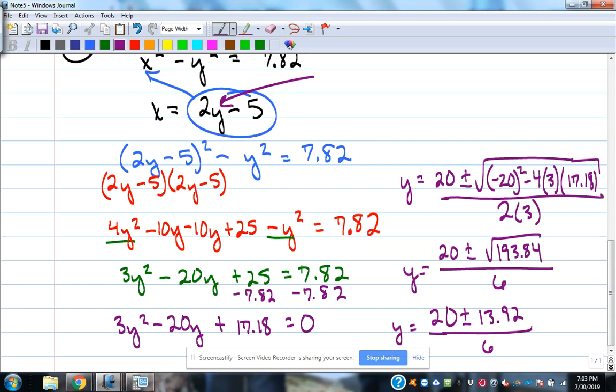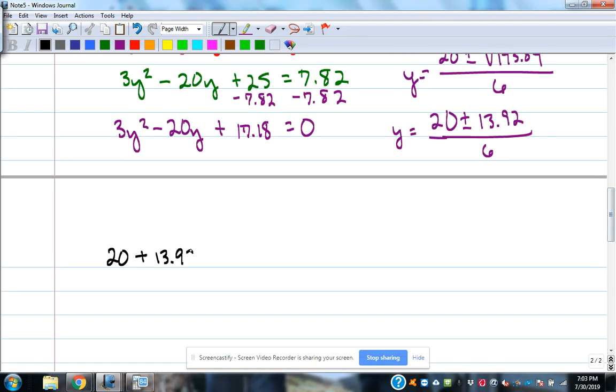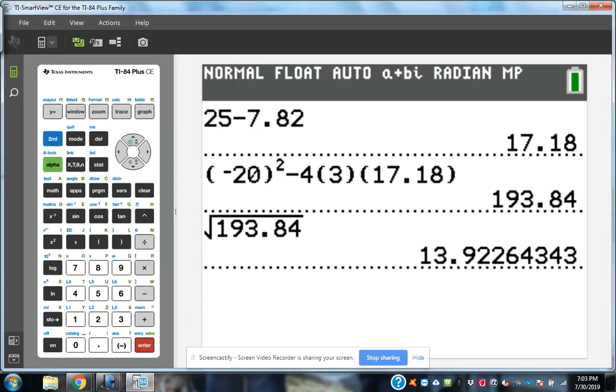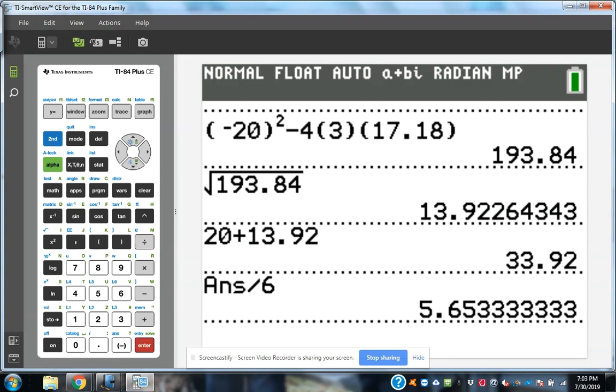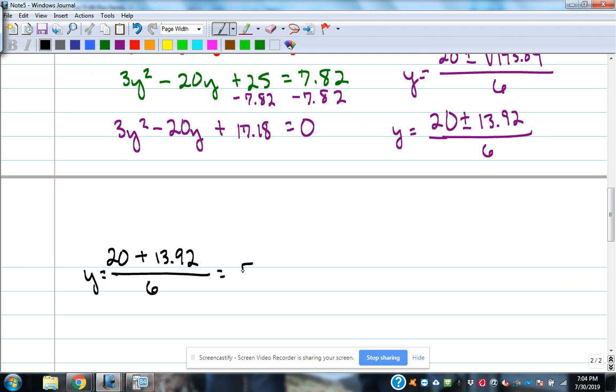Okay, so the hard part is getting your first variable answers with nonlinear systems. With linear systems, that was the easy part. And the second one was the harder one to get. So it flip-flops with nonlinear. Okay. So let's do that. So 20 plus 13.92 over 6. So I'm going to do that math. 20 plus 13.92 divided by 6. 5.65. So y is equal to 5.65.